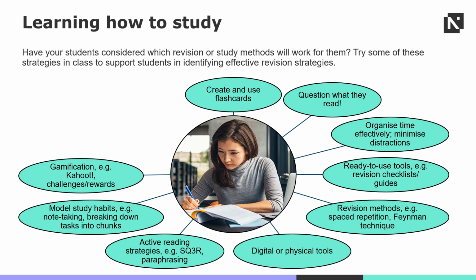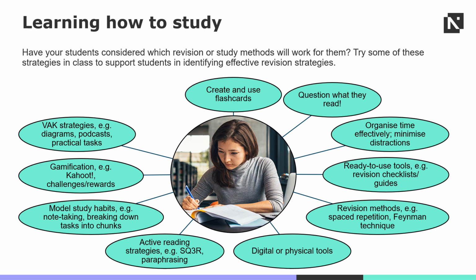Make revision interactive and fun. So for example, use group quizzes or Kahoot sessions, have peer-led study groups where students help and teach each other, and gamify revision with challenges and rewards for completing tasks. And then personalise the approach, recognising that students have different learning styles and preferences. So, for example, you could encourage visual learners to use diagrams and colour coding, or support auditory learners with podcasts or recorded lectures.